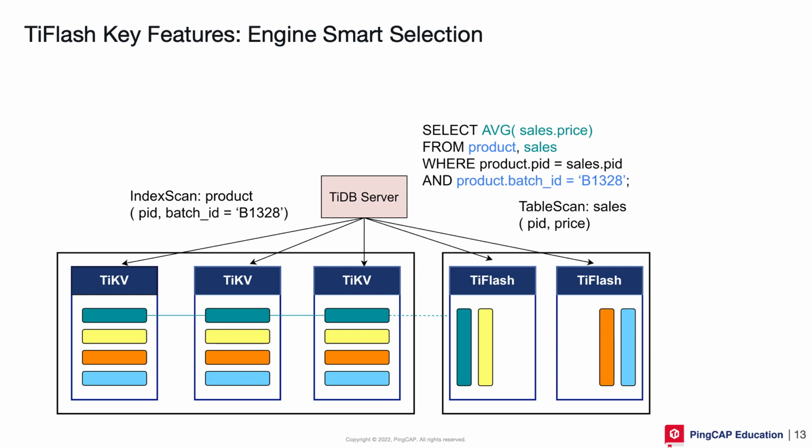The sales table takes the price column for aggregation. This is an average, and there are no filter conditions, which is equivalent to a large table scan. So it is more suitable for table scanning in TiFlash. In the end, the two channels of data that meet the conditions are summarized on the TiDB server to arrive at the results. So, index lookup on the TiKV side, table scan on the TiFlash side.